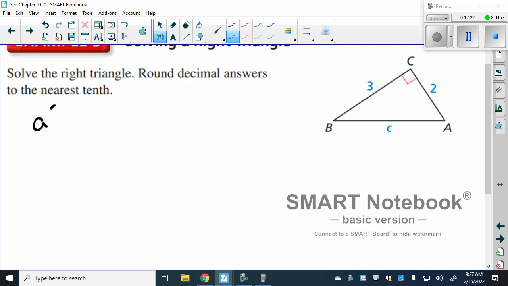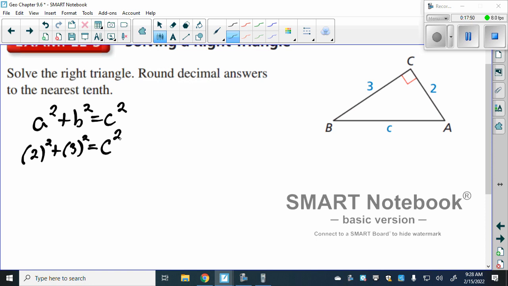Pythagorean Theorem. A squared plus b squared is equal to c squared. So, A, B, and C, which ones do we know? Which are? 2 squared and 3 squared. So 2 squared plus 3 squared is equal to c squared.